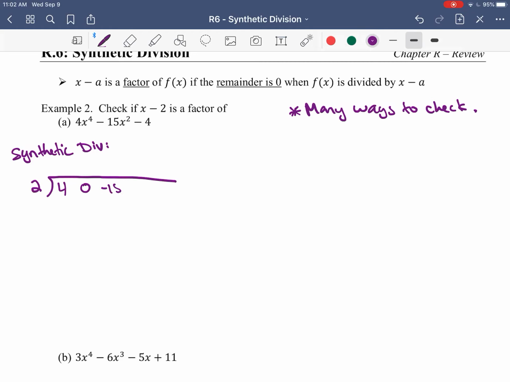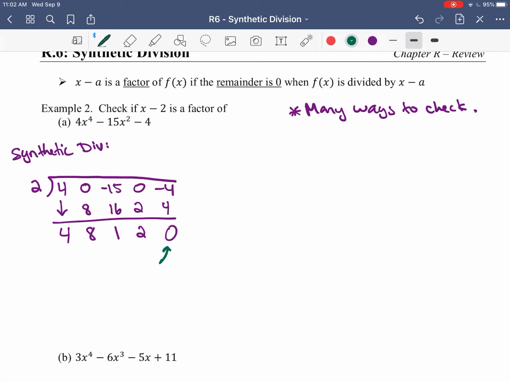x to the 2 is negative 15. There's no x, so that's a 0. And then I have a negative 4. So then I drop the 4. Now I do 2 times 4. That's going to be 8. Add those two numbers, that gives me 8. 2 times 8 is 16. Add those two numbers, that gives me 1. 2 times 1 is 2. Add those two numbers, that gives me 2. 2 times 2 is 4. Add those two numbers, that gives me 0.